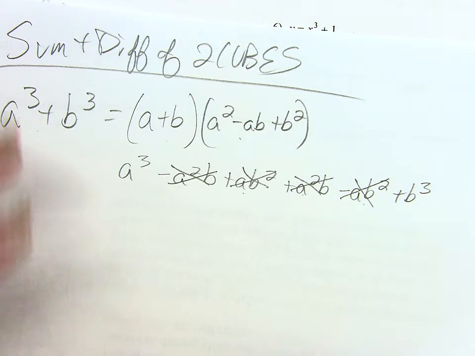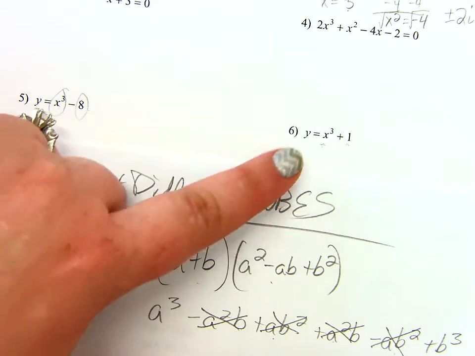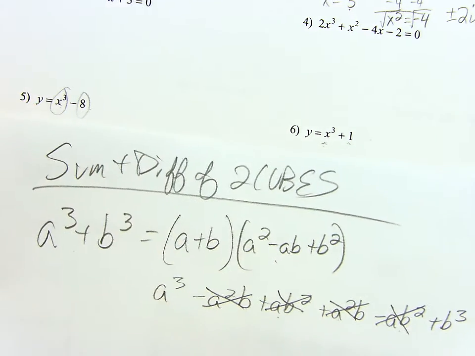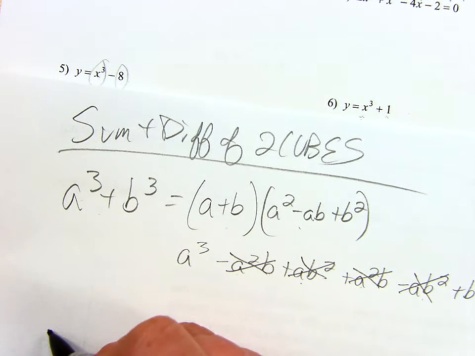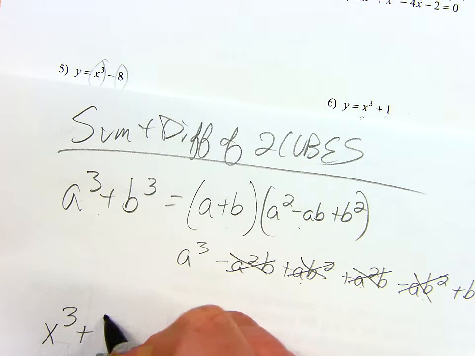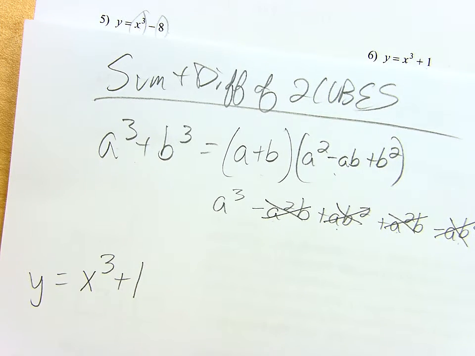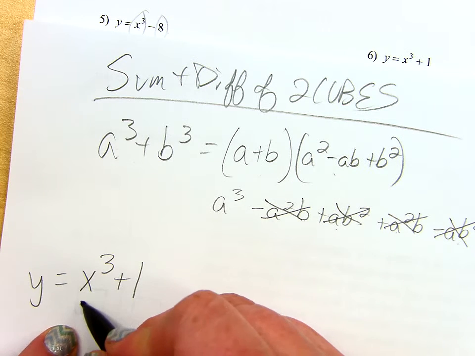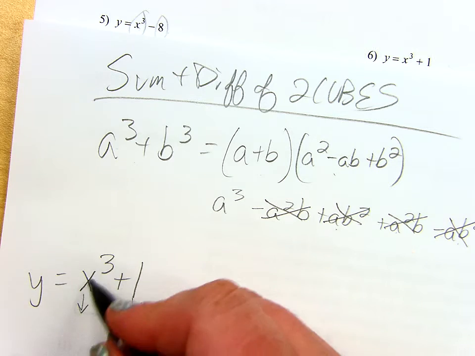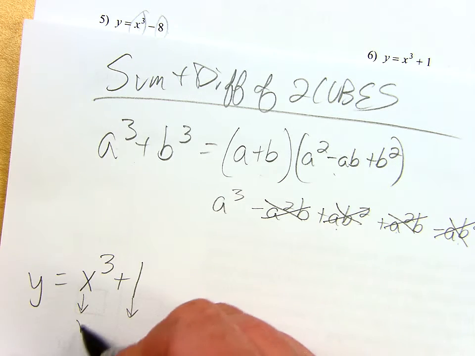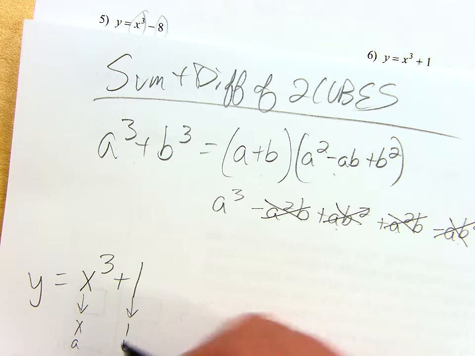So let's watch how to use this. If I look at my worksheet here, 5 is the difference, so let's actually do 6 first because that one's a sum. I'm just going to recopy number 6 here as x cubed plus 1. If I want to factor this, I'm just going to follow the same pattern. So a is really the cube root of this, and b is the cube root of that. What's the cube root of x cubed? Just x. And what's the cube root of 1? Just 1. So that's a, and that's what goes in for b.